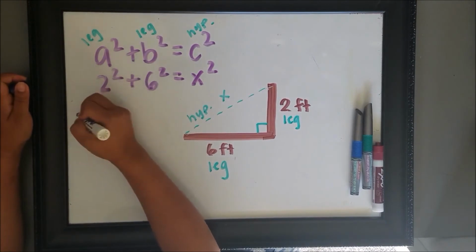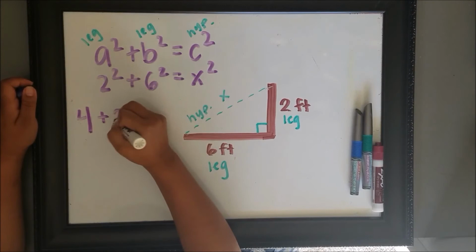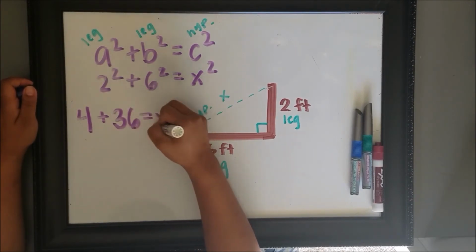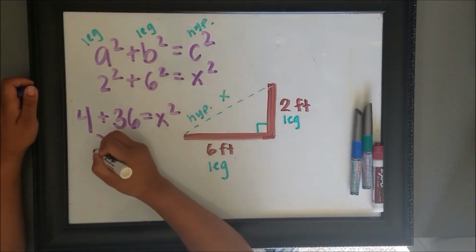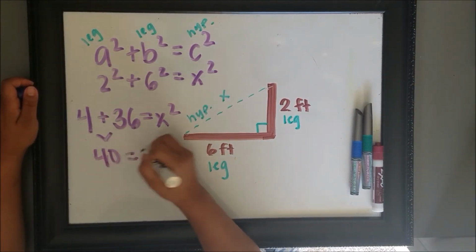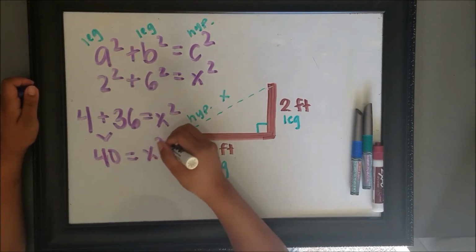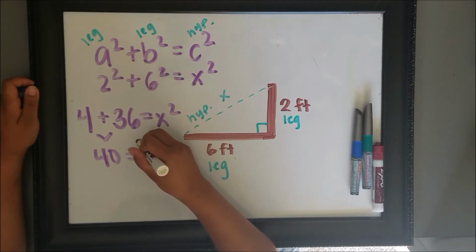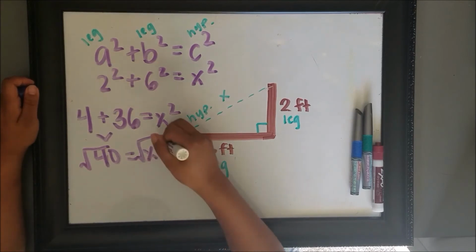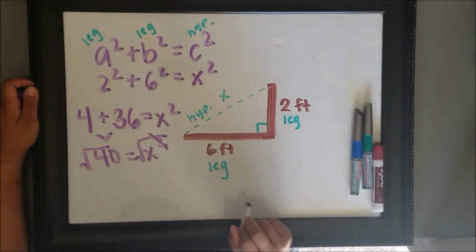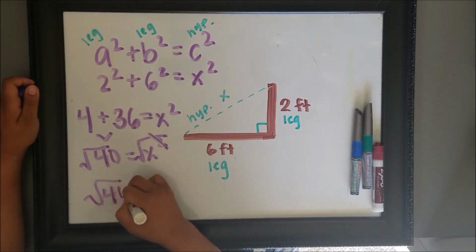So now I can solve this out. 2 times 2 is 4. 6 times 6 is 36 equals x squared. Now I can add these 2 together: 4 plus 36 is 40 equals x squared. And then finally, to get rid of my exponent, I take the inverse, which is the root. I take the square root of that, so now my exponents cancel out. I'm left with x equals the square root of 40.